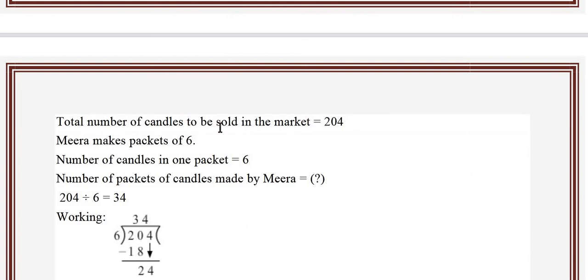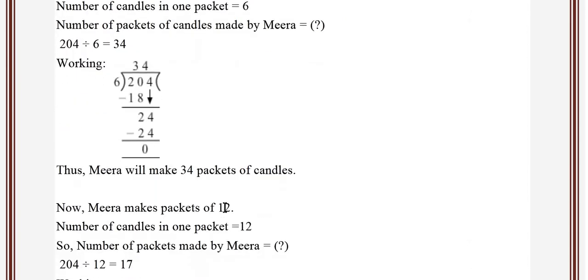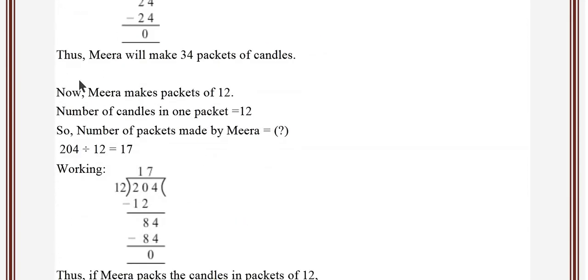Total number of candles to be sold in the market 204. Meera makes packets of 6. Number of candles in one packet is equal to 6. Number of packets of candle made by Meera is equal to how much? 204 divided by 6. So here 6 threes are 18. 20 minus 18, then 2 is there. Now we write here 4. 6 fours are 24. 24 minus 24 is equal to 0. Thus, Meera will make 34 packets of candles.